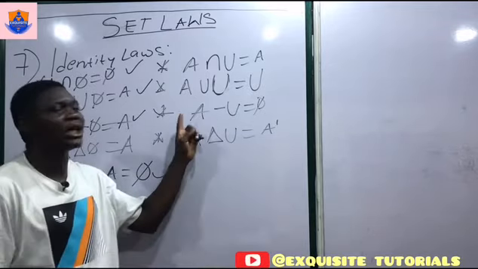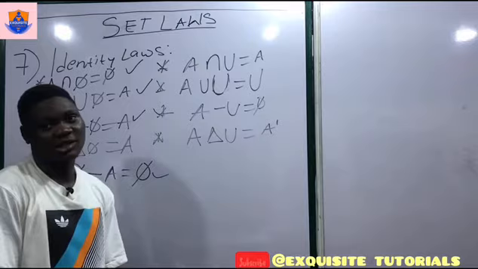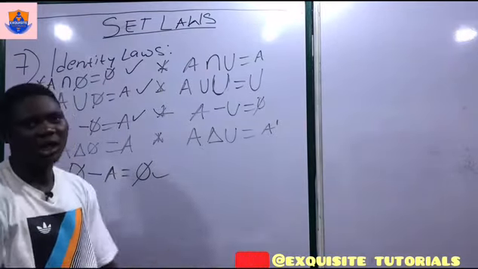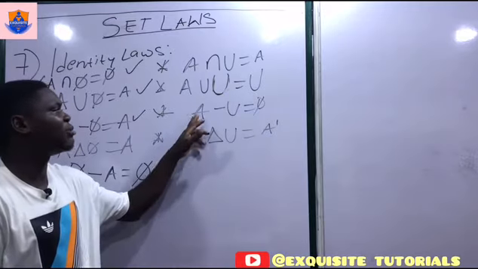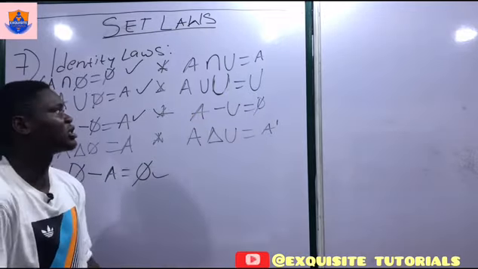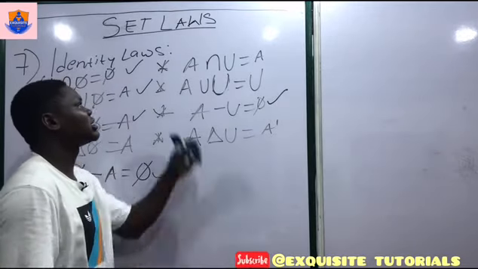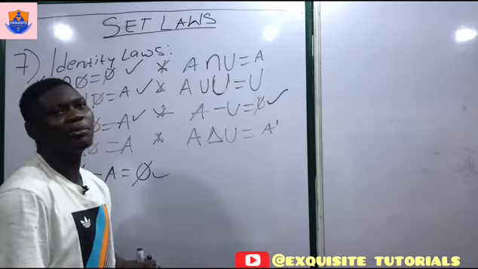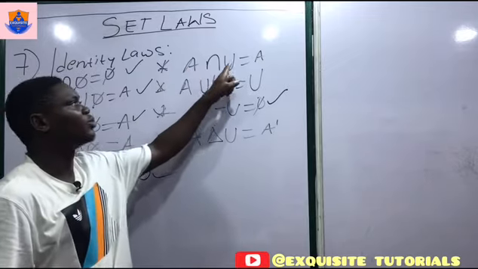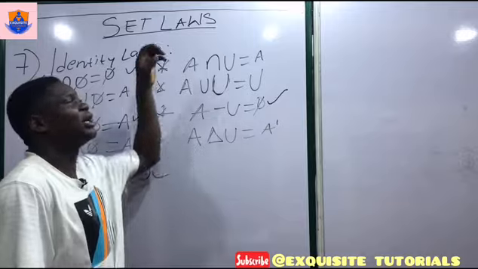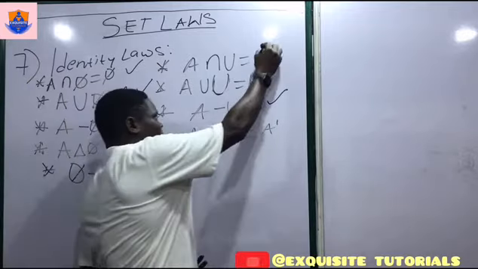So what about A minus U? What are those elements that are in A but not in the universal set? There are no elements in A that are not in the universal set, because the universal set has every other element. So this is verified. Now when you intersect A and the universal set, what are those elements that A and the universal set have in common? It is still those elements that are in A. So this one is verified.